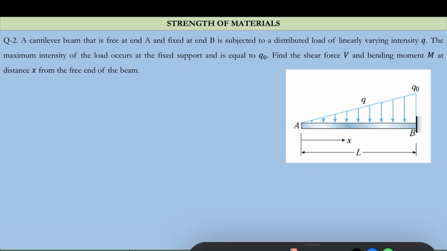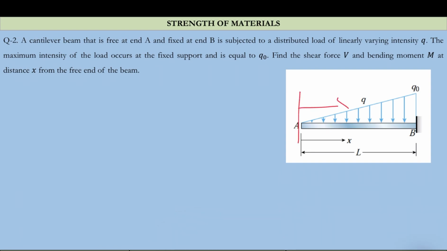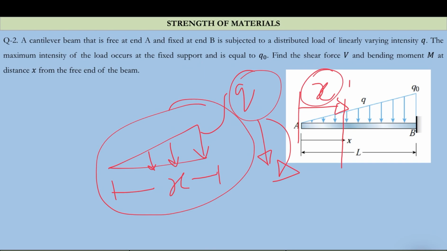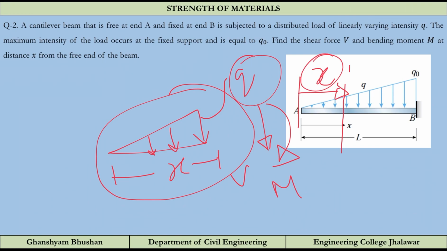So we have to take any random section which is at a distance x from the free end. This is quite easy. Let us see what we have to do. We take a section at distance x, determine this Q in terms of the known quantities, and check the equilibrium of this section. Like this we will apply the shear force and bending moment, and try to calculate the values of these V and M, as we have done in the previous question.